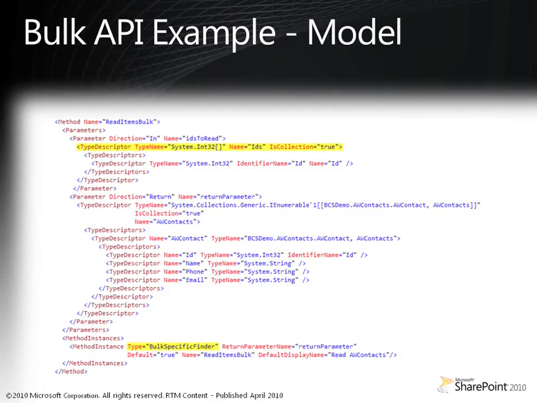So let's take a look at a bulk API example, where I want to pass the number of IDs and have the objects for those IDs returned to me in a single call. I've highlighted the important parts of the model. We need to define our in parameter as an array of integers and mark it as a collection. We also need to set our type on the method instance as a bulk specific finder.